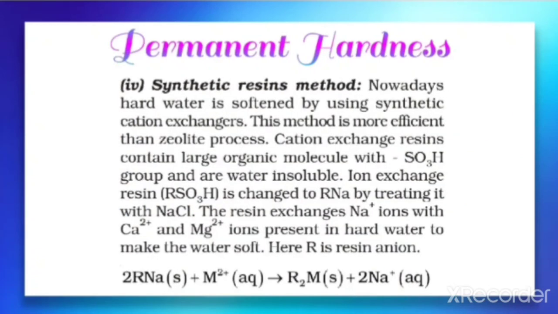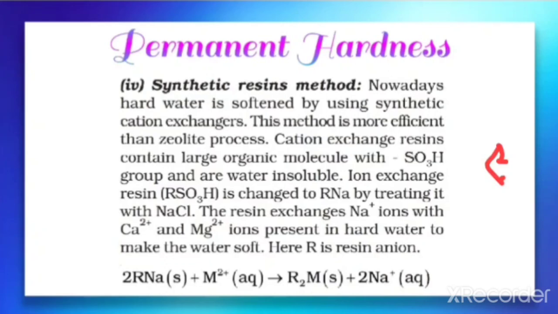The other method is the synthetic resin method. Nowadays, hard water is softened by using synthetic cation exchangers, and this method is more efficient than the zeolite process. Here, the cation exchange resins contain a large organic molecule with the SO3H group. Why is it called the synthetic resin method? Because it is an organic compound, a large chain molecule having a functional group like SO3H, and it is water insoluble.